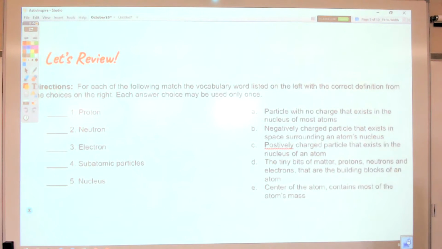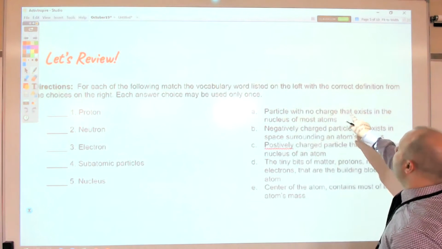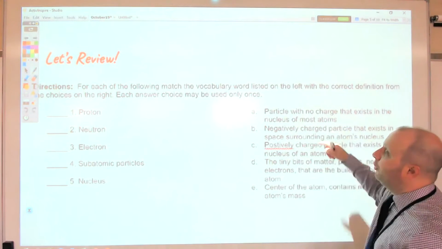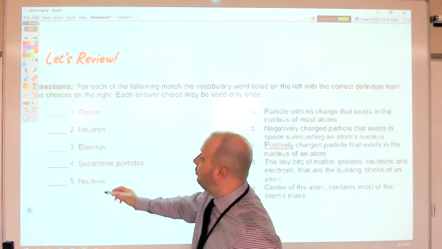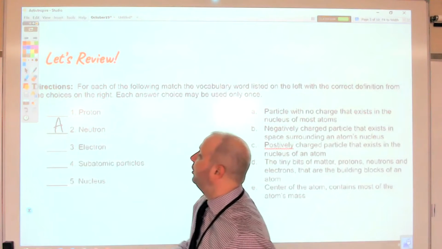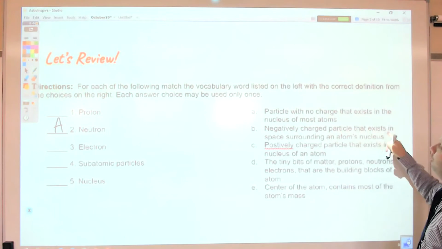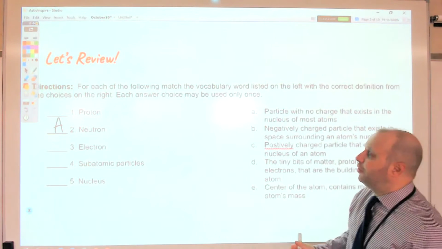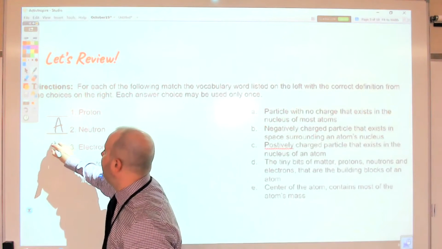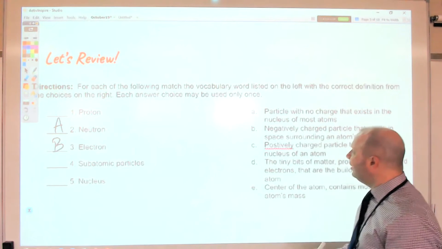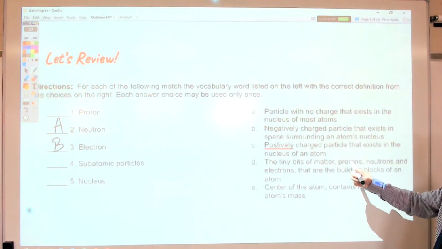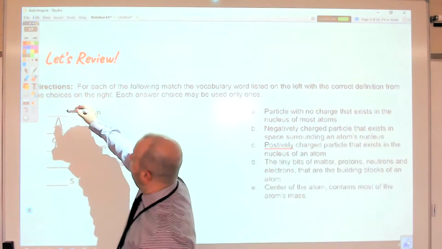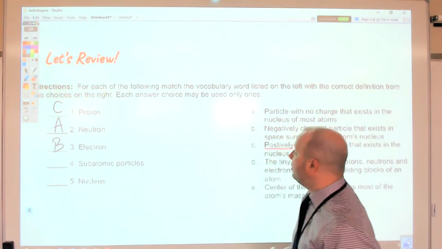Next, for each of the following, match the vocab word listed on the left with the correct definition from the choices on the right. Particle with no charge that exists in the nucleus of most atoms. The particle with no charge is known as the neutron. So we're going to put an A there. A negatively charged particle that exists in the space surrounding an atom's nucleus, those are called electrons. So we can put a B here. The positively charged particle that exists in the nucleus is the proton. So we can put C up there.